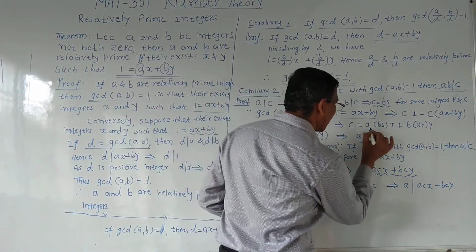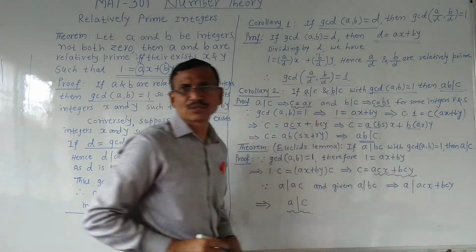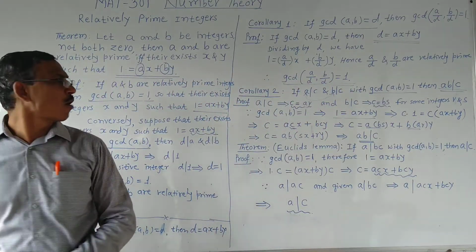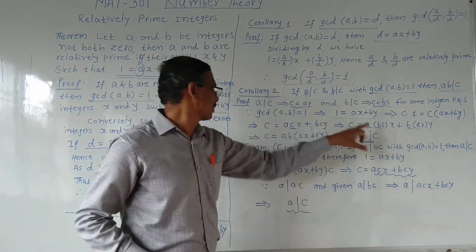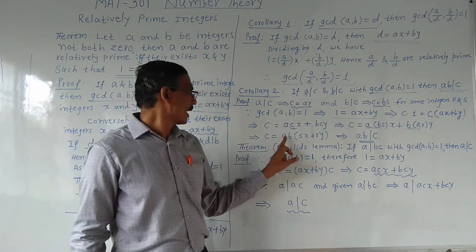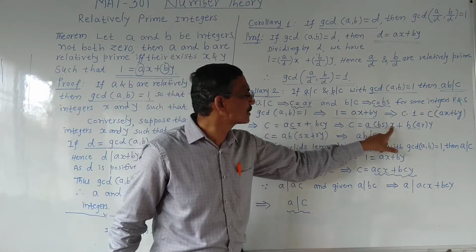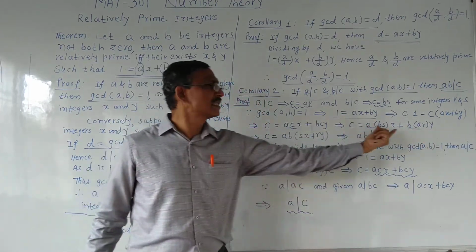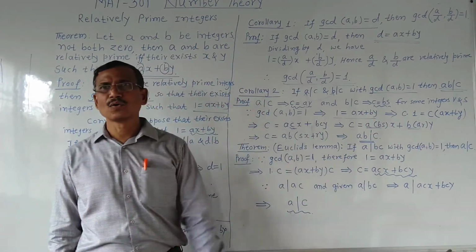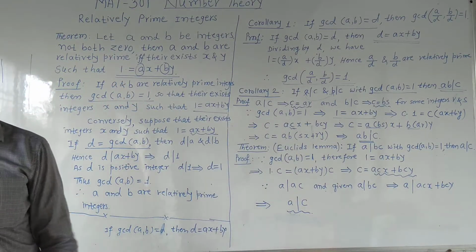Now after multiplying, you can observe that there is a b here and also a b here. That means we can take a b common. After taking a b common on the right-hand side, the equation becomes c equals a b times the remaining terms. What remains after taking a b? s into x plus r into y. That means the equation becomes c equals a b into (s x plus r y).